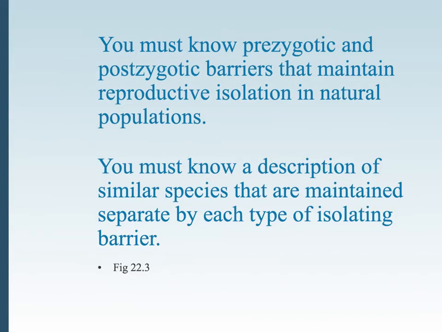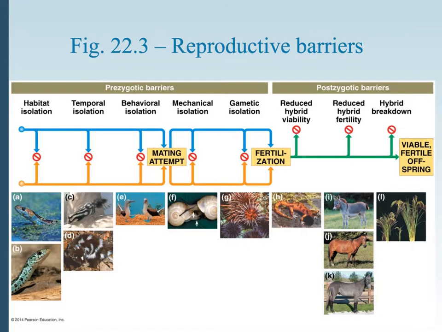So then our next learning objectives, we're actually going to do two at once because it works off the same diagram. You must know the prezygotic and the postzygotic barriers that maintain reproductive isolation, and then you have to know a description of species that are maintained by each type of barrier. So we're going to remember that the definition of the biological species concept is just saying we have to have reproductive isolation in natural populations. That's the definition. So then, here are the ways that can happen.